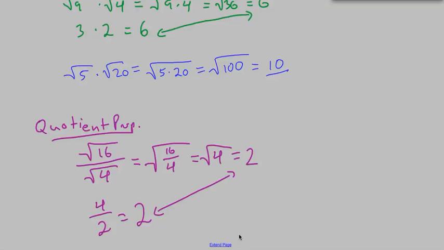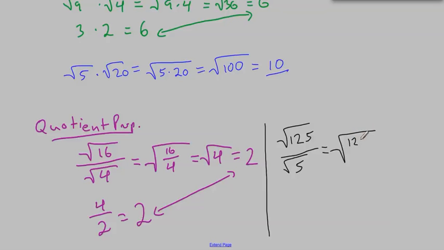Okay, let's try that with a problem that is not perfect squares. Let's take a look at the square root of 125 over the square root of 5. Now 125 is not a perfect square and 5 is not a perfect square. But I can rewrite this problem with one big radical, the square root of 125 over 5. 125 divided by 5 is 25. So my answer here is simply the principal root only, 5.